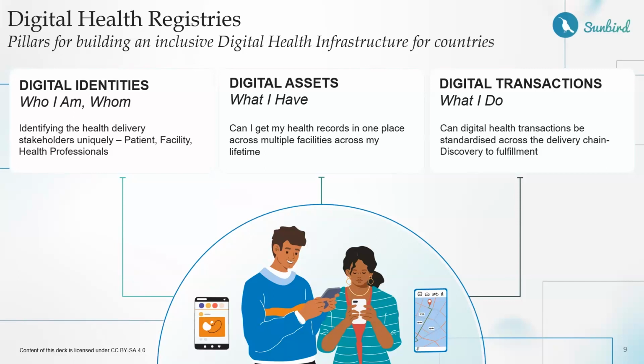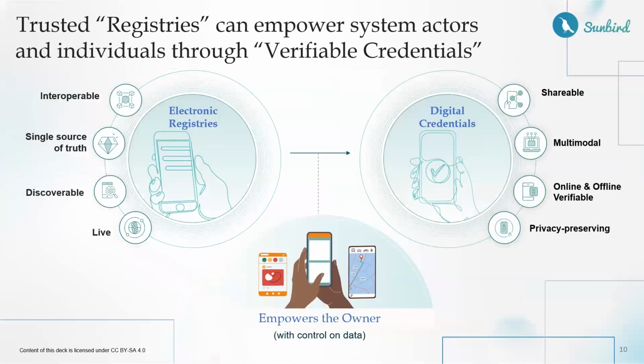So all these three learnings from the past we had taken, and that's how Sunbird RC architecture was built. Sunbird RC basically has two key components. One is the framework, which is a low-code, no-code framework, which enables countries to build electronic registry, fast-track development. You don't have to think from scratch or design from scratch.